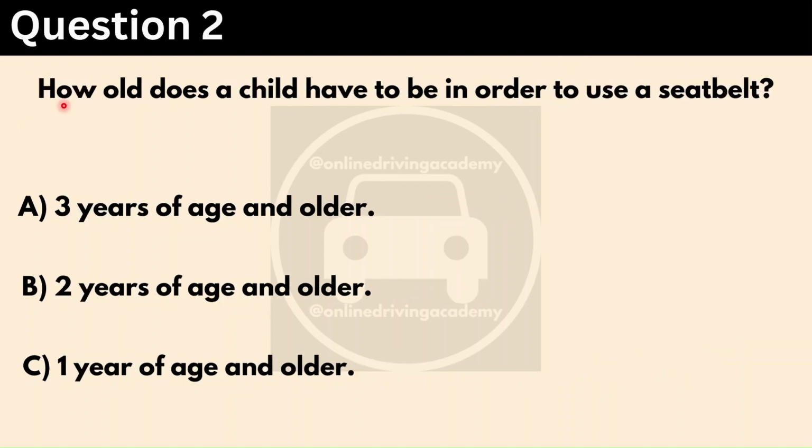Question 2. How old does a child have to be in order to use a seatbelt? Is it option A, 3 years of age and older? Is it option B, 2 years of age and older? Or is it option C, 1 year of age and older? Now the correct answer here would be option A. The child has to be 3 years of age and older.